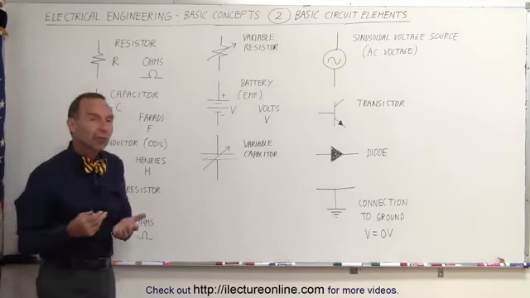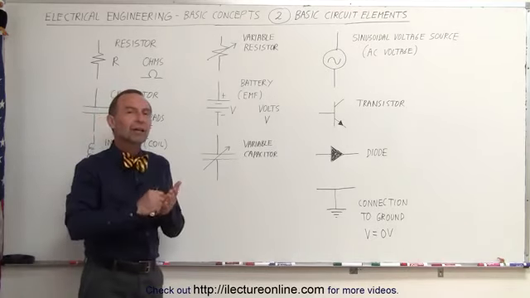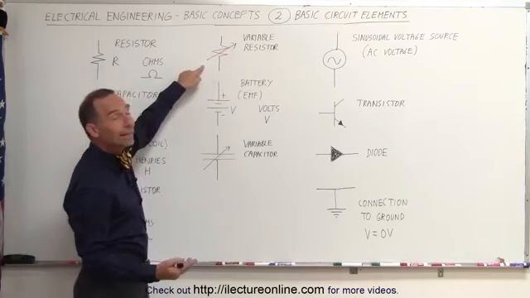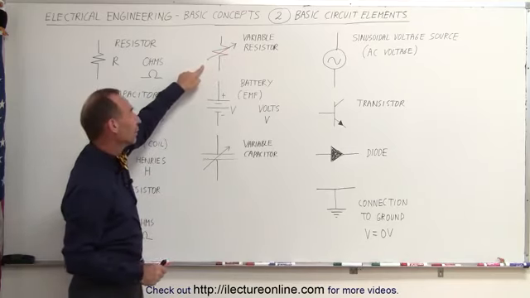Sometimes we have what we call variable resistors. Resistors that we can vary, so we can vary the resistance of the resistor. We draw a little arrow through that, which indicates that the resistor can be changed in value.